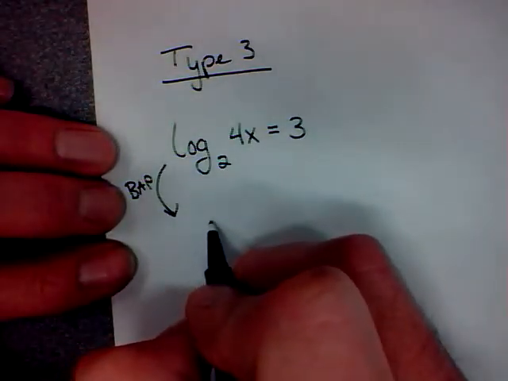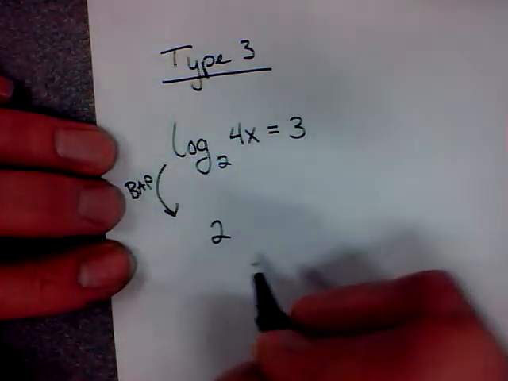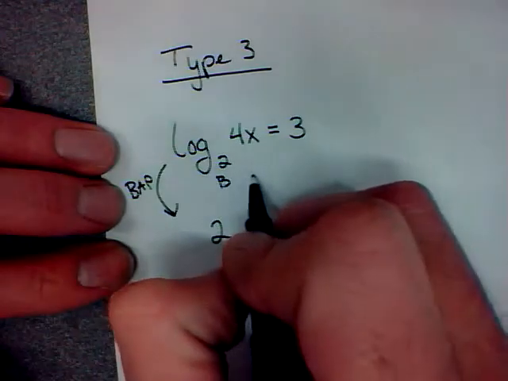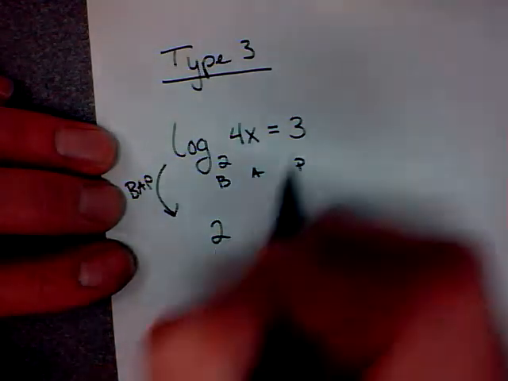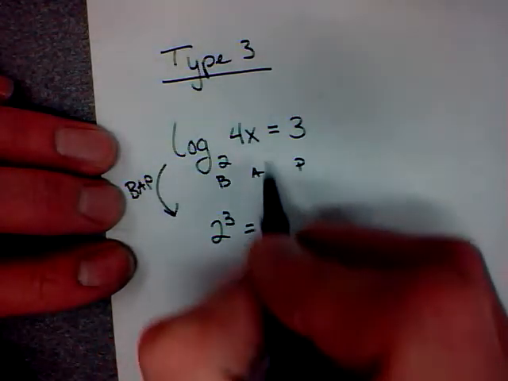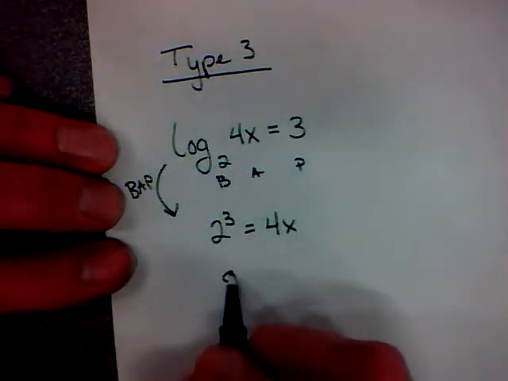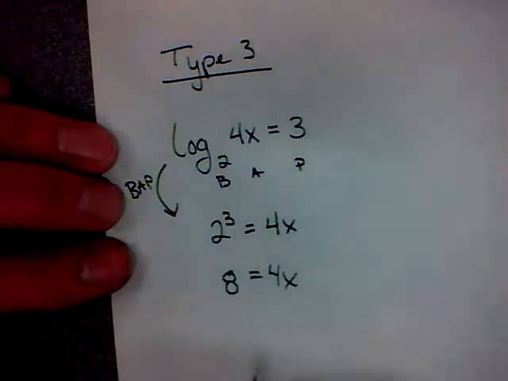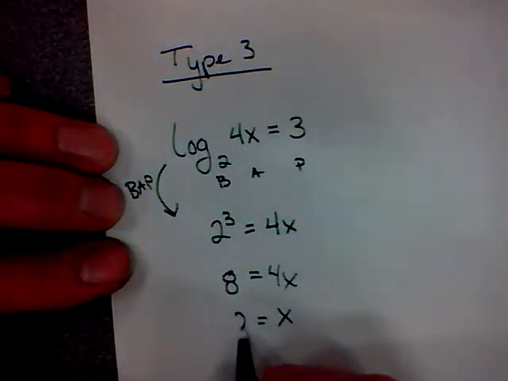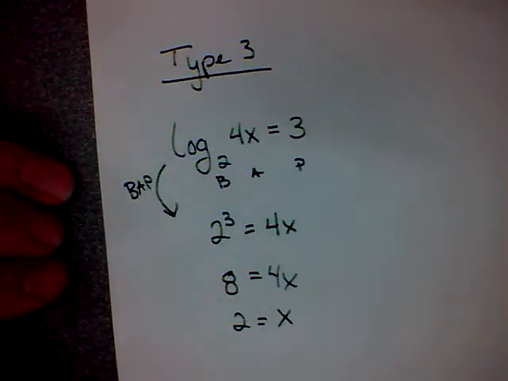So here, you're going to write it as an exponential. 2, here's base, answer, power. So 2 to the power of 3 equals your answer, which is 4x. So 2 to the third equals 8 equals 4x. So x equals 2. Okay.